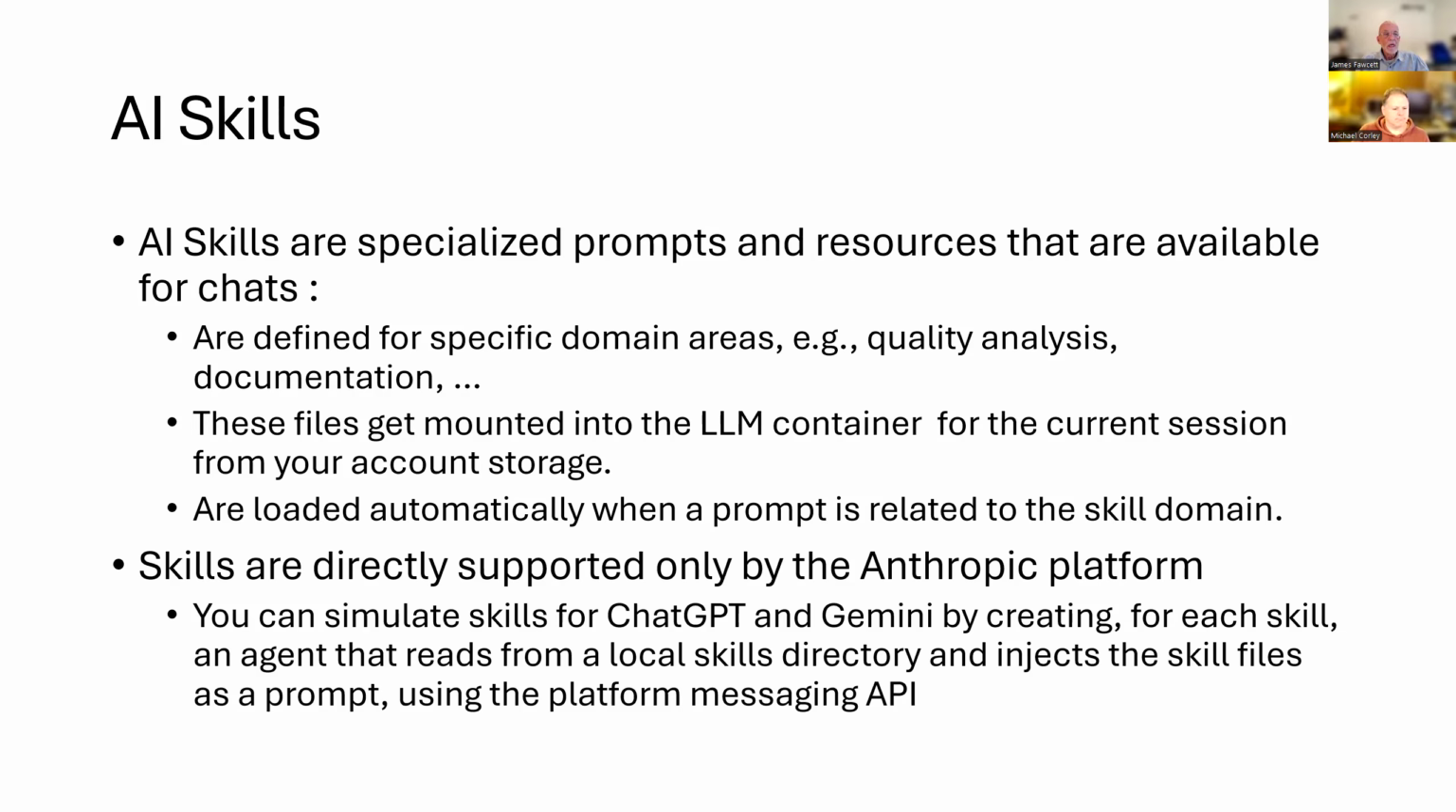So the skill is again prompts and resources, and they're defined for specific domain areas. The prompts really are almost like documentation. I'm going to do one here for code smells, and I'm giving it what looks like a README file for a smells application. And the resource is a smells catalog.